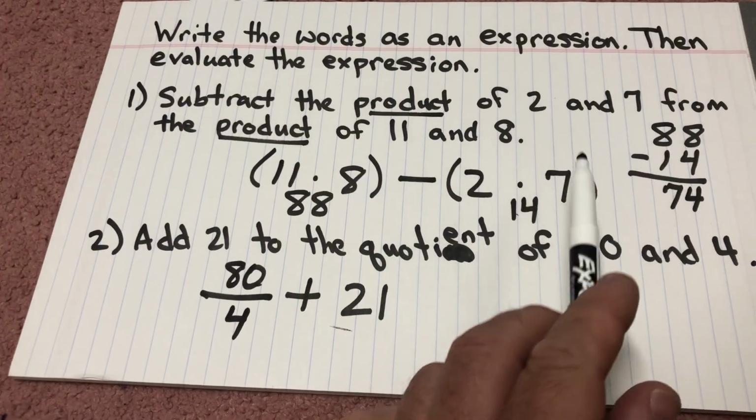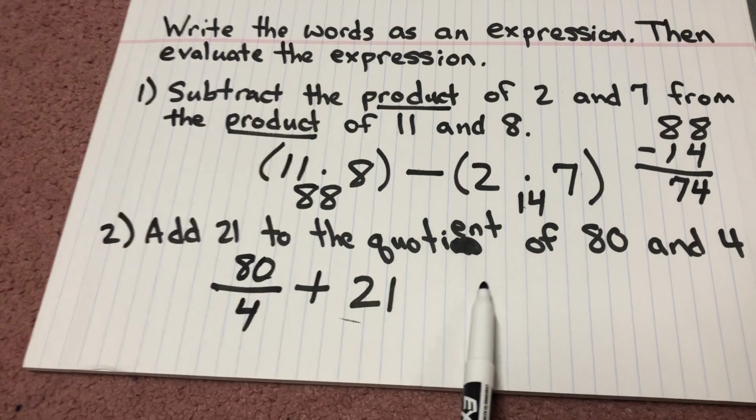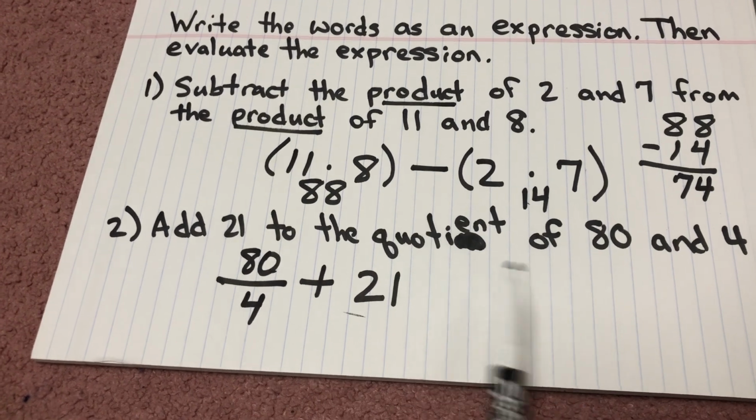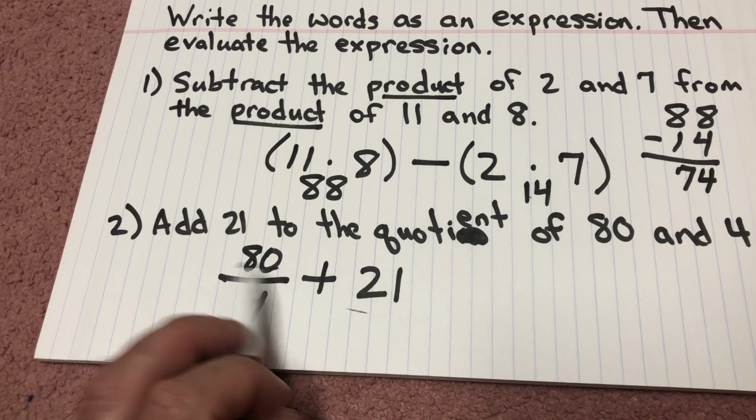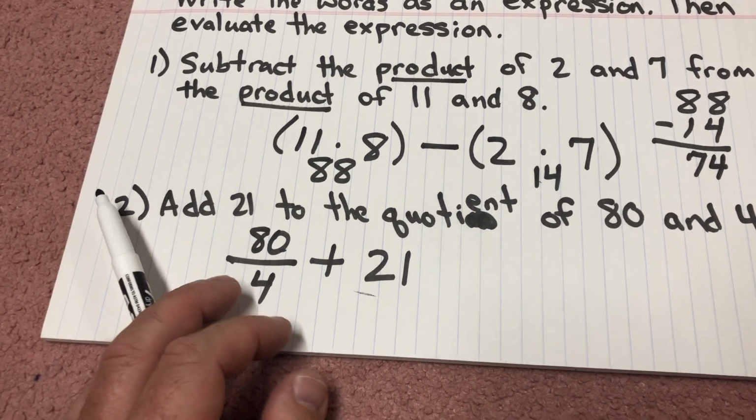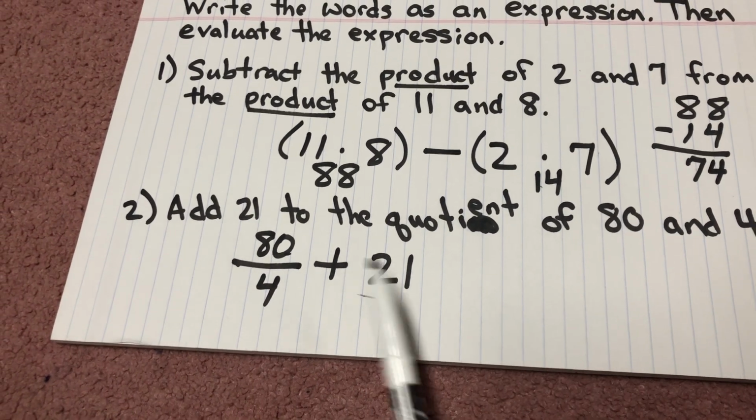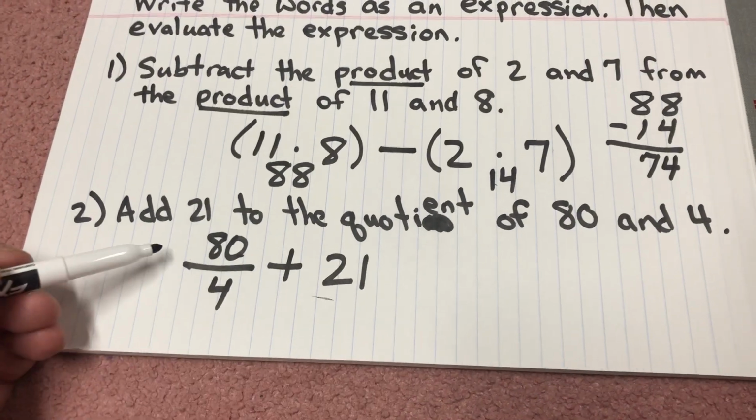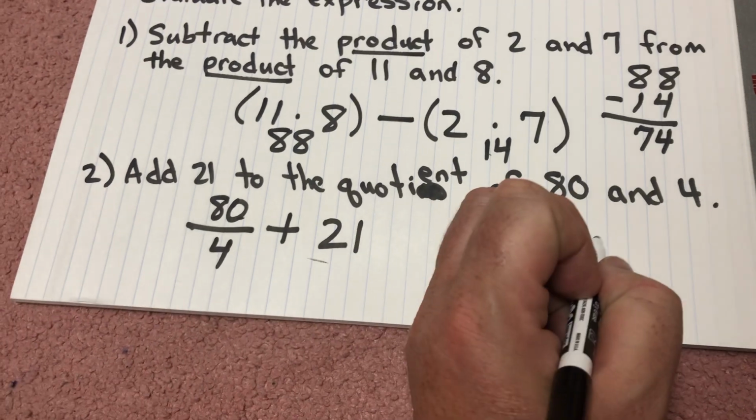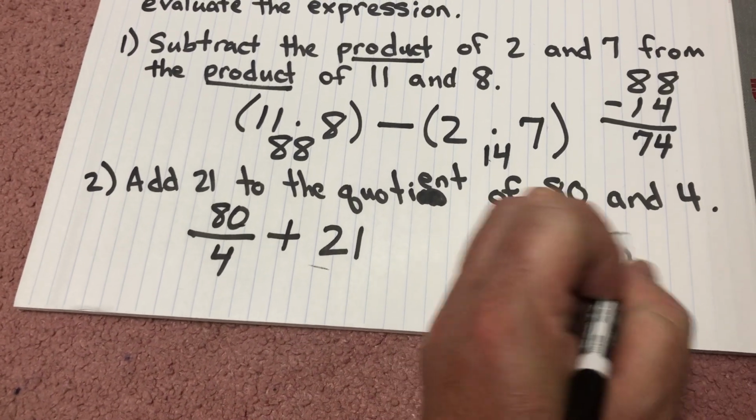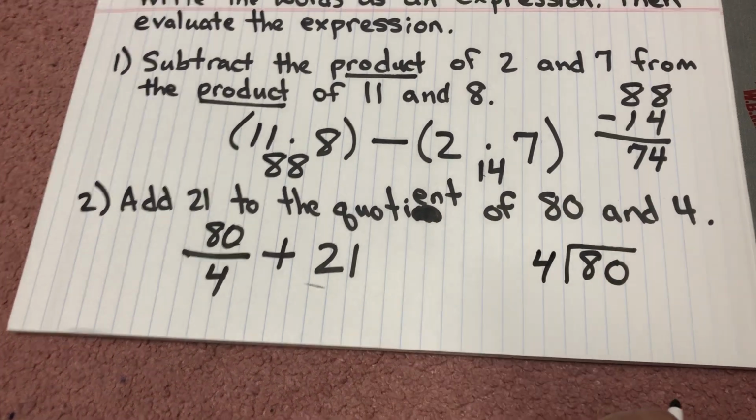But now I actually need to evaluate the expression. I've now added 21 to the quotient of 80 and 4. Order of operations tells me, parentheses first, there are none. Clear exponents, there are none. Multiply and divide left to right, well, here's a division problem, 80 divided by 4. That might require a little scratch work, so I'm just going to go ahead.